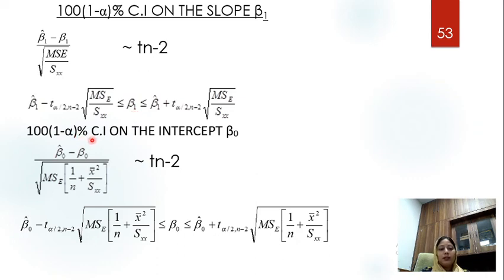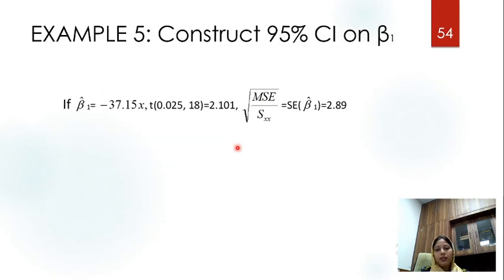Now the 100(1 minus alpha) percent confidence interval on the intercept: beta naught hat minus beta naught divided by the square root of MSE times (1 by n plus x bar square by Sxx) follows t with n minus 2 degrees of freedom. So here you have your lower fiducial limit and upper fiducial limit, between which beta naught lies. For example, construct a 95% confidence interval for beta 1 if beta 1 hat is this, the tabulated value is given, and MSE is also given. Then you just construct your confidence interval and check whether you are getting this or not.